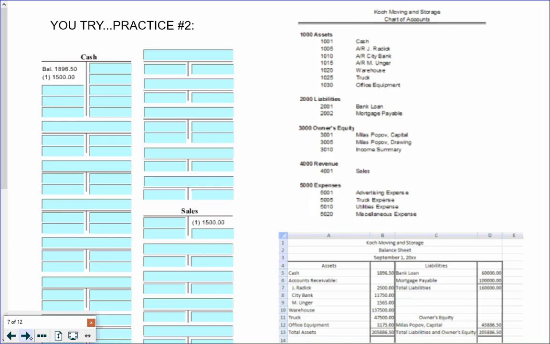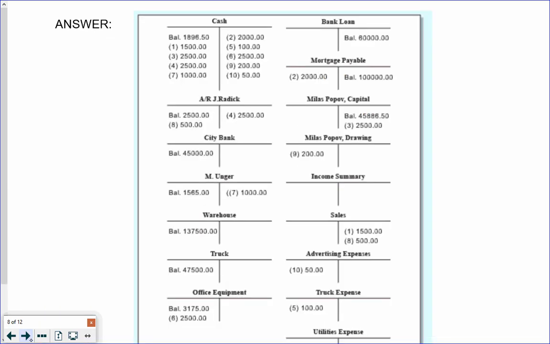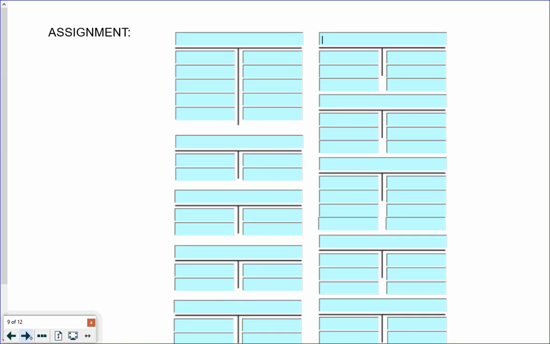So the assignment, I did put the assignment over. Now, if you felt like you needed to do the extra practice, I do have the answer as a slide and I can show it to you if you want. But if you wanted to work on the assignment.